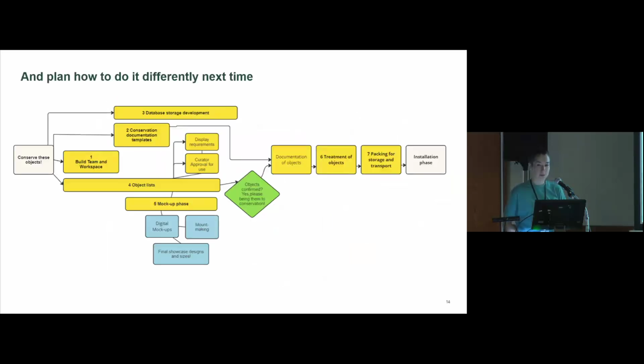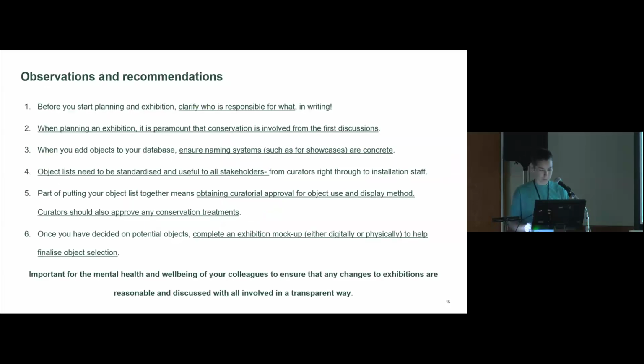But let's redo this flowchart to demonstrate a more effective route this journey could have taken. This shows more clearly the steps needed to get objects through conservation, and all of them are crucial. Only once steps 1 through 5 are completed can treatment actually start. So with all of this in mind, here are some of the main observations and recommendations that we learned from this experience.